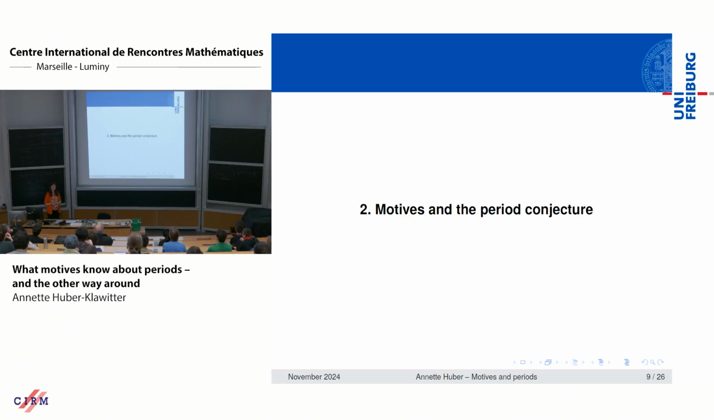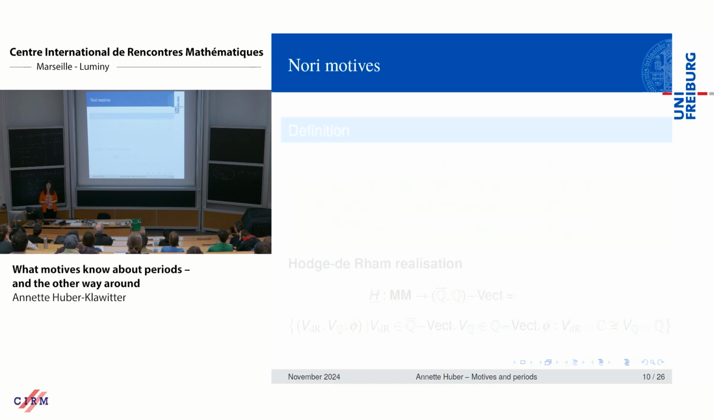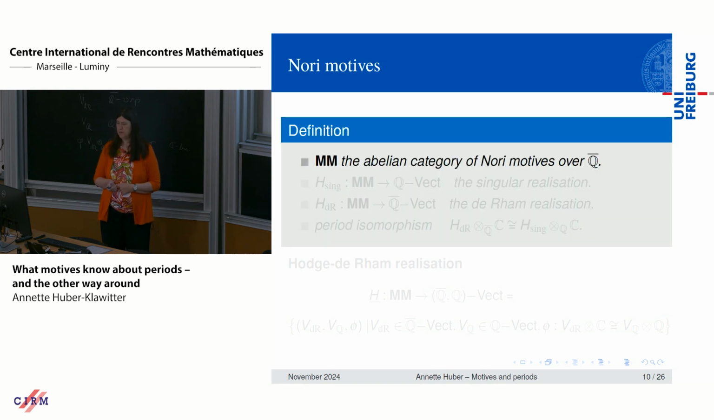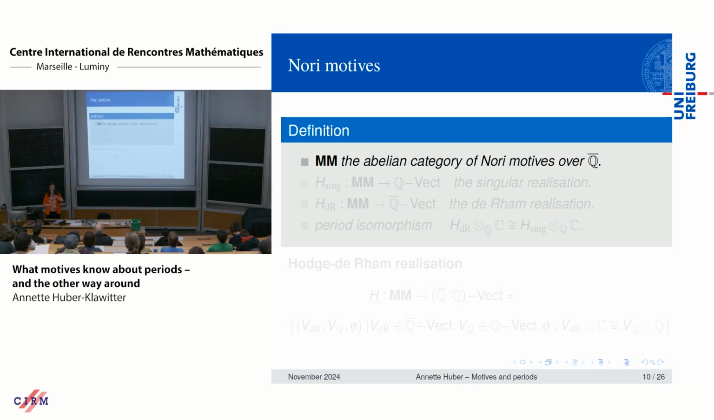So let's talk about motives and the period conjecture. When I say motives at this point, I guess in my whole talk, I mean Nori motives. It says definition, but it's not a definition. I'm telling you, there is an abelian category of motives called Nori motives. It's the closest abelian category that you can do to triangulated motives. So it has a universal property, and we really very much believe that this should be the true abelian category of motives in characteristic 0.